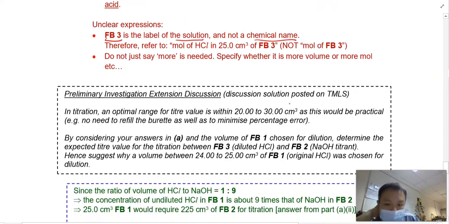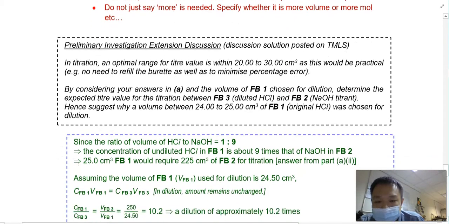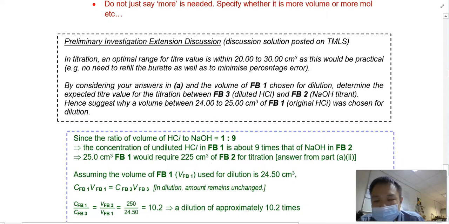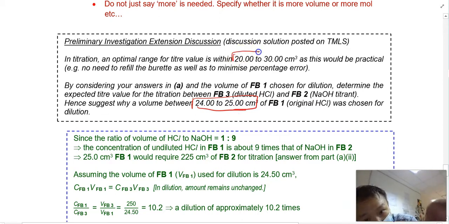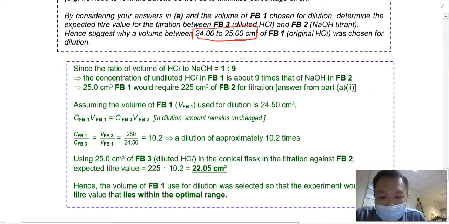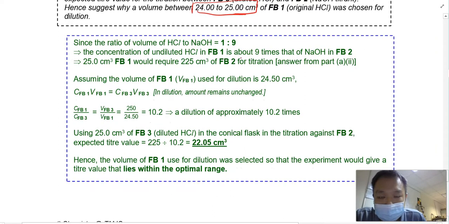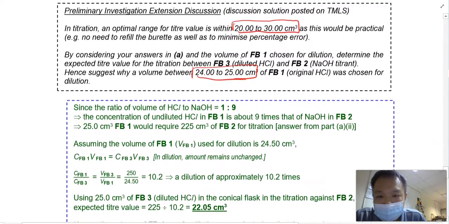There's a preliminary discussion for this. In case you are wondering how I decide to choose 24 to 25 cm³, the solutions are over here. As I said, an optimum titration value is about 20 to 30. Based on that, if I substitute in 25 cm³, I will be able to work out the optimum range. I'll leave these solutions up here. You can pause this video to copy down the solution if you want to look at the discussion question.